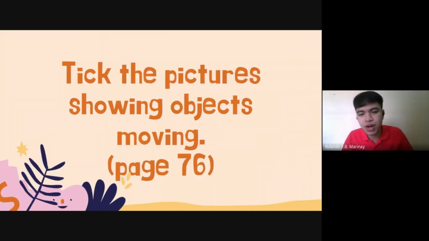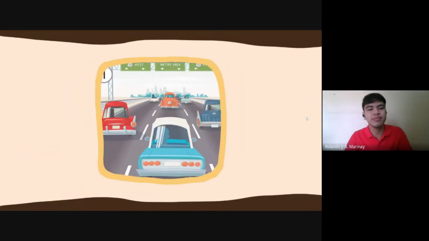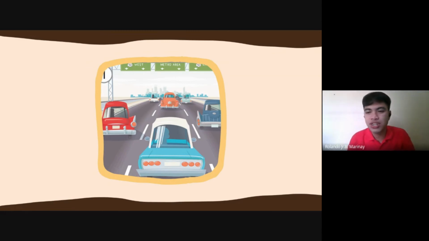Okay, so now what we're going to do, kids, I want you to open your book to page 76 and pick the pictures showing objects that are moving. Okay, when the object is moving, you will check it. When it's not moving, you're not going to do anything. You're not going to write anything, okay? Number one, okay. Is it moving? Yes or no? Yes. Yes, it is moving. Okay, so you're going to check it on your book, okay?